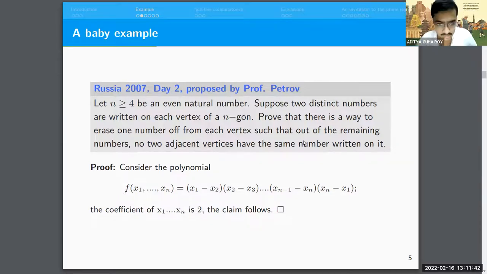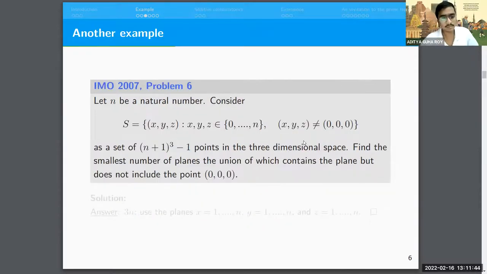All right, so this was an easy example. Let's consider a more difficult problem. This appeared as the sixth problem in IMO 2007. The question is as follows. Say n is a natural number, and we consider the set S to be all the triples (x, y, z), such that x, y, z belong to 0 to n, excluding the point (0, 0, 0). This set has cardinality (n plus 1) cubed minus 1.